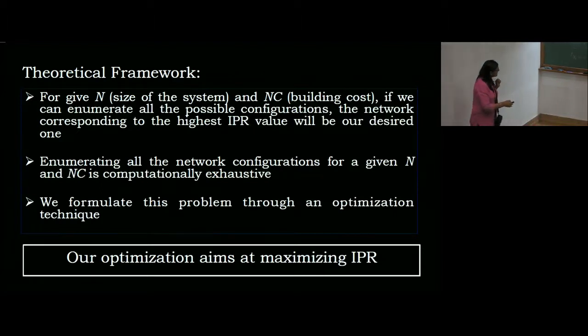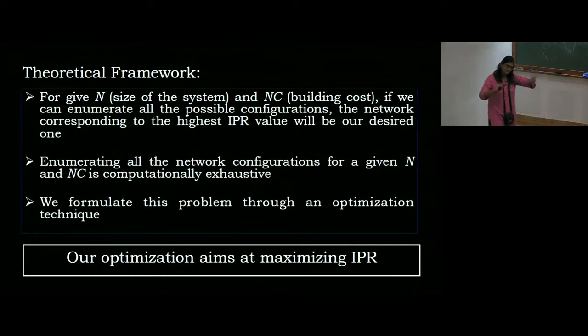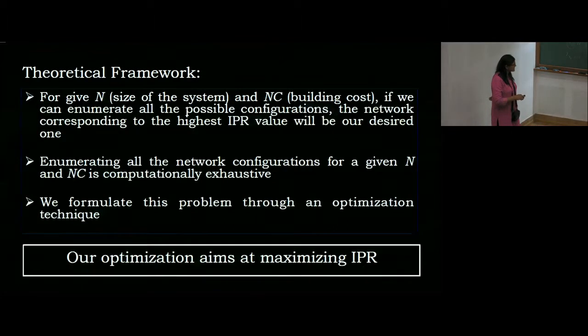So the problem is solved, but enumerating all the network configurations for given n and nc is very exhausting. Even if n is not large, suppose you take only 20 nodes or 50 nodes, it is a computationally exhaustive problem. If nc is equal to n minus 1 or very close to it, then you have a tree graph or star graph, which is easier. But enumerating all the network configurations is completely exhaustive, and now optimization comes into the picture.